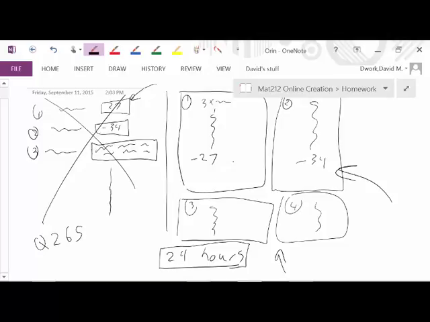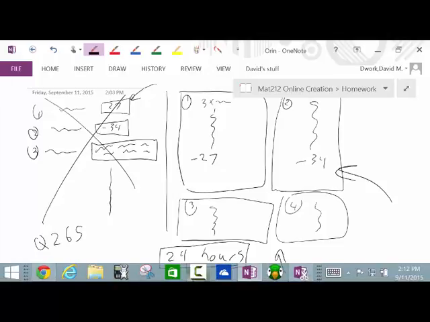So therefore, when you're practicing this week, you can practice that way so you're ready for your test next week, sometime next week.